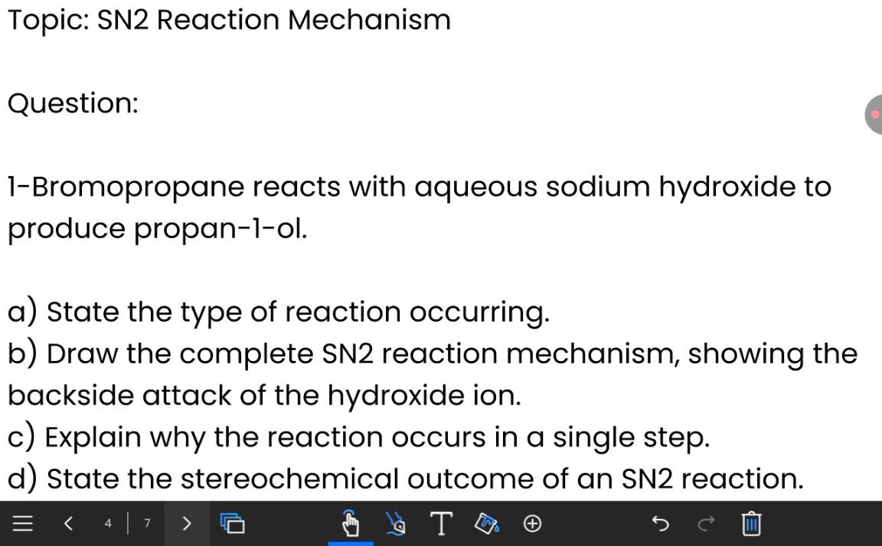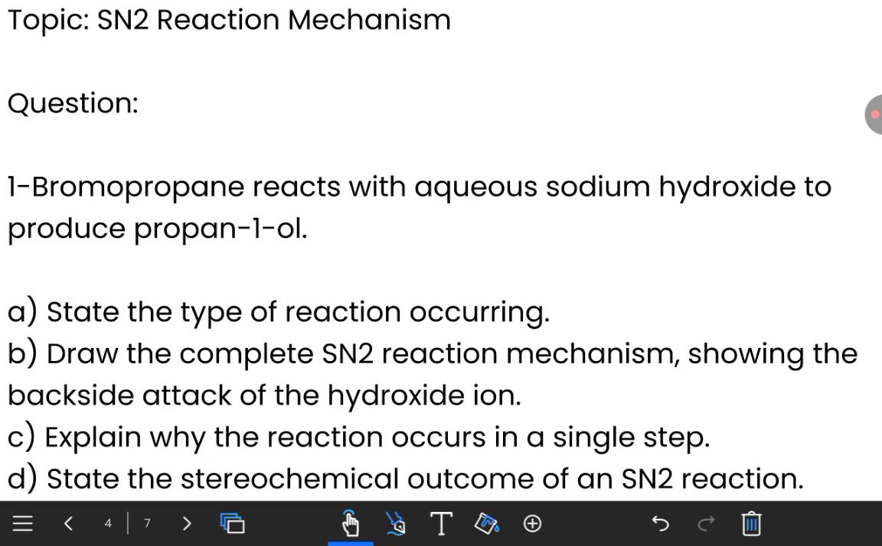Then there's another question here, which is on the SN2 reaction mechanism. The question is: 1-bromopropane reacts with aqueous sodium hydroxide to produce propan-1-ol. A, state the type of reaction occurring. B, draw the complete SN2 reaction mechanism showing the backside attack of the hydroxide ion. C, explain why the reaction occurs in a single step. D, state the stereochemical outcome of an SN2 reaction.